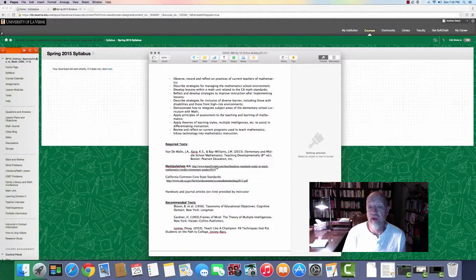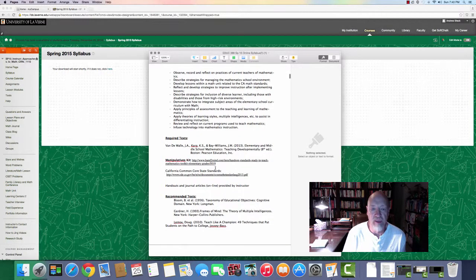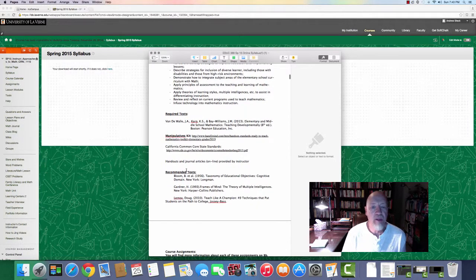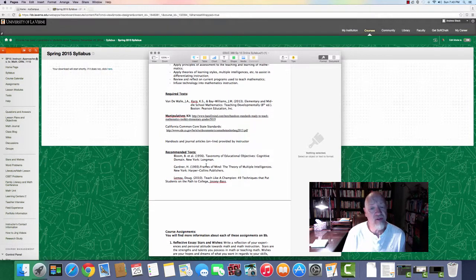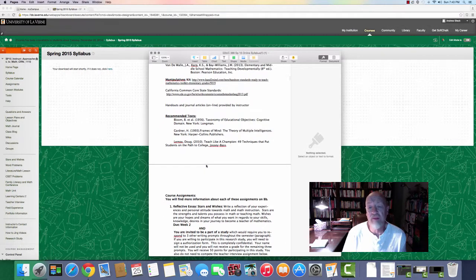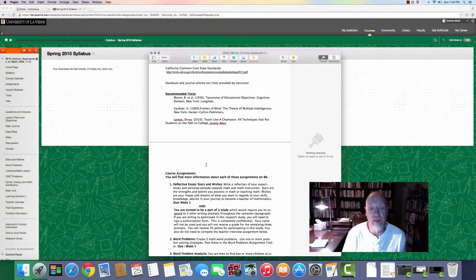Now, you might be able to find a student who's had me previously and has an old kit. This is a newer kit, but you can use the old kit. It doesn't have all the manipulatives that we'll be using, but it has most of them in it. And then you'll also need to use this link to go to the Common Core Standards for Mathematics, and you will need to do that because that's what you'll be expected to do in your lesson planning. There may be some other handouts or journal articles that I'll provide you online as well. The recommended texts are great texts, but you don't have to purchase them. If you see them along the way and want to browse through them, by all means do that.